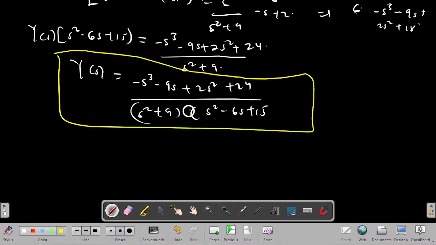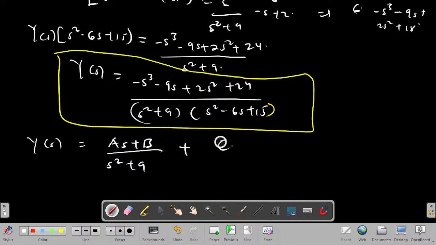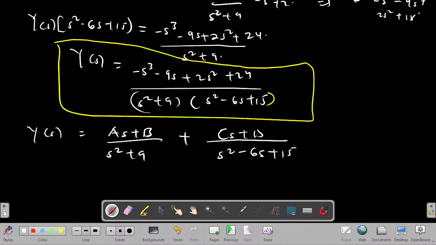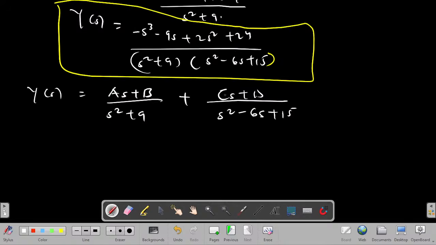So the expression here, remember that we have two quadratics, is that not it? So expressing this as partial fractions, I'll have Y of S is equal to As plus B. Please, here we don't use x, we use s, okay? Over the expression s squared plus 9, plus, please, this one I cannot break to linear. So over what? Cs plus D, over s squared minus 6s plus 15. At this point, you are not done. You are supposed to still simplify further, okay?